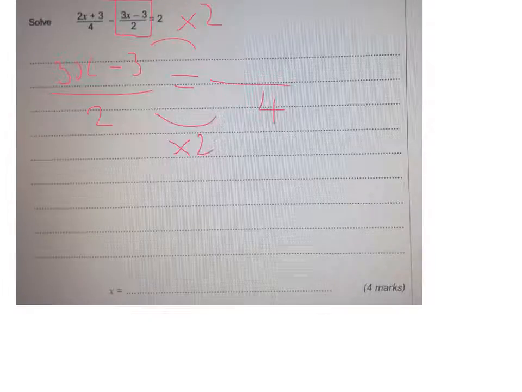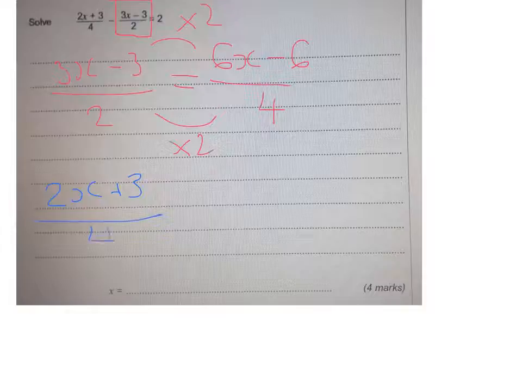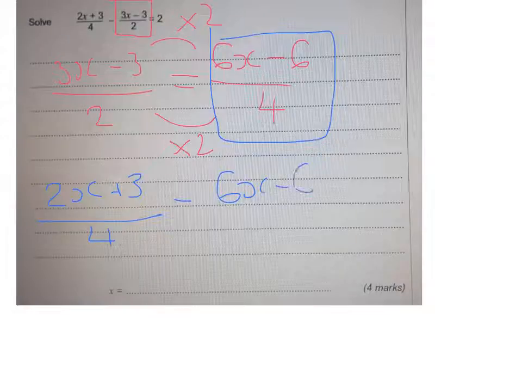Now use your grid method. 2 lots of 3x is 6x and 2 lots of negative 3 is negative 6. But please do use your grid method if you need it. So we'd now just change part of the question so we can rewrite that. So we've got 2x plus 3 over 4, take away this part now because we've simplified it, so 6x take away 6 over 4. And that is equal to 2 from the question.